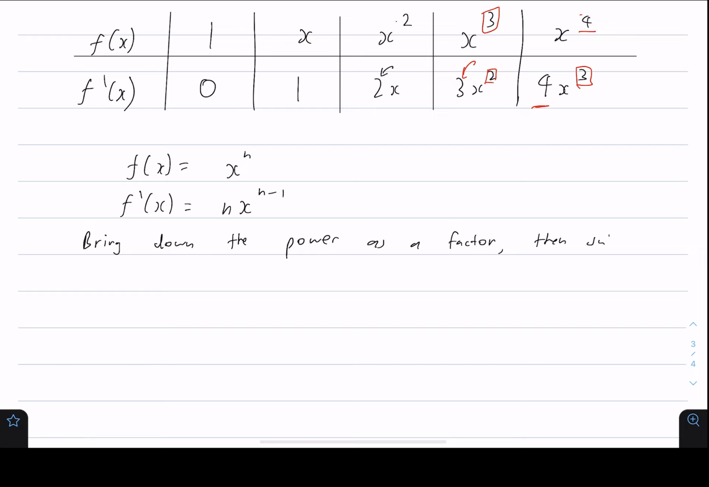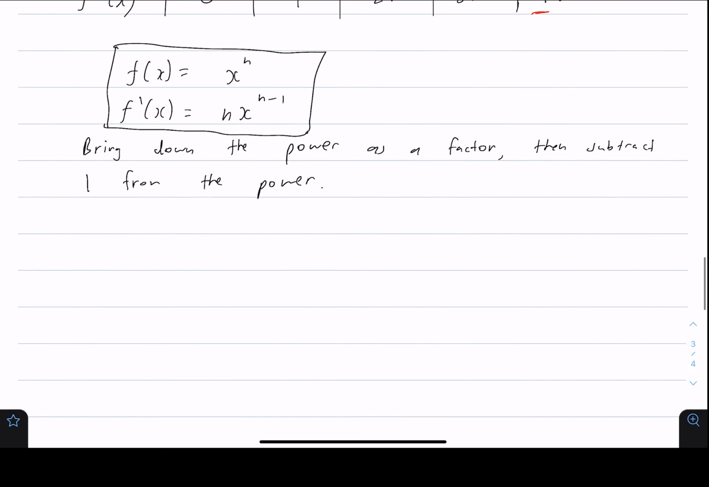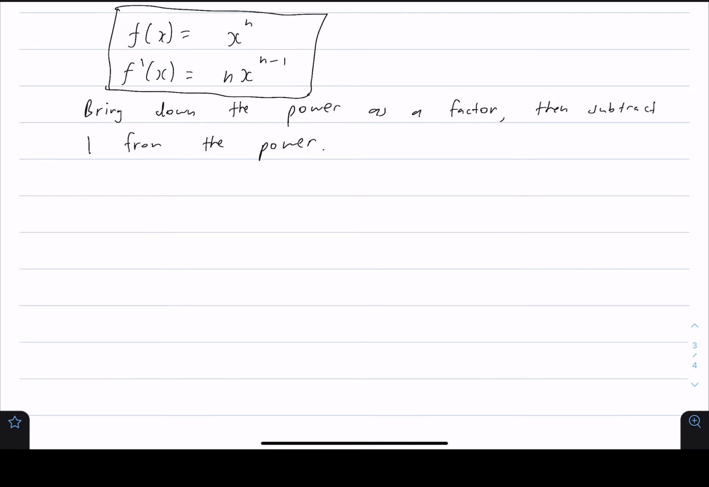Then subtract 1 from the power. This is our power rule. Important. So now that we've established this very useful formula, let's talk about a few more concepts that we need to know about differentiation.